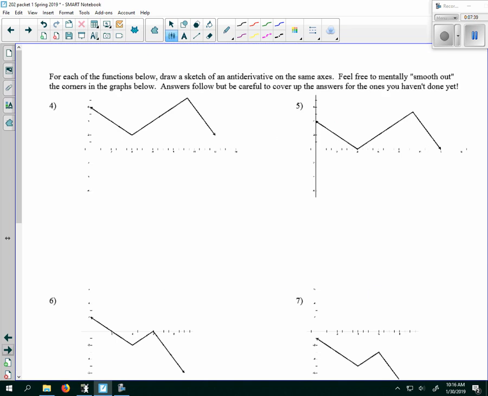All right, so for each of these functions, we want to draw a sketch of an antiderivative on the same axes. And we can mentally smooth out the corners. They're not necessarily sharp corners.